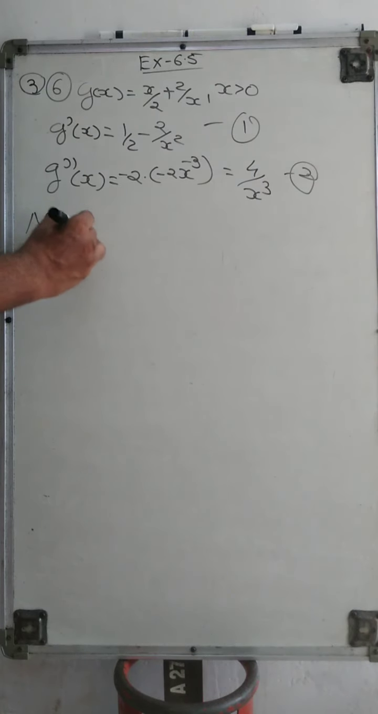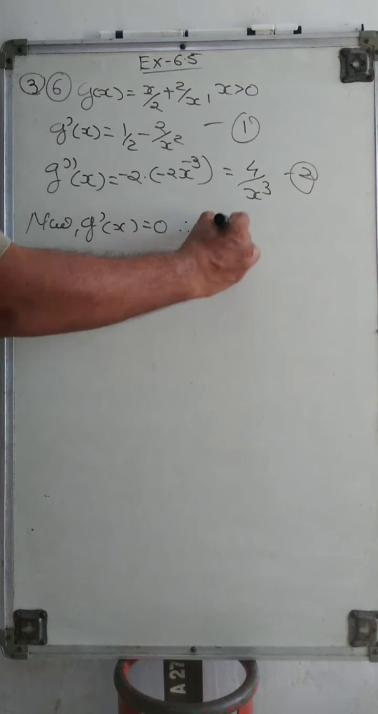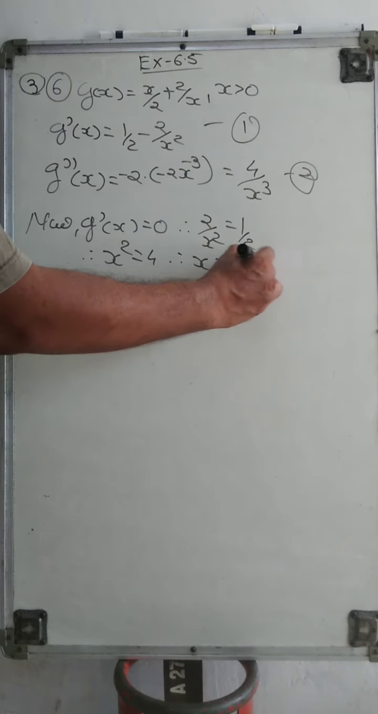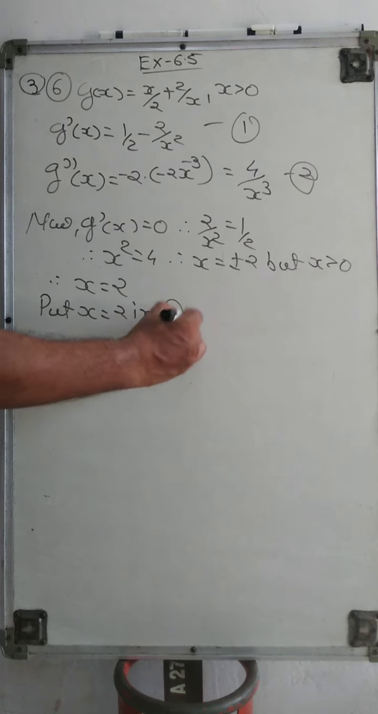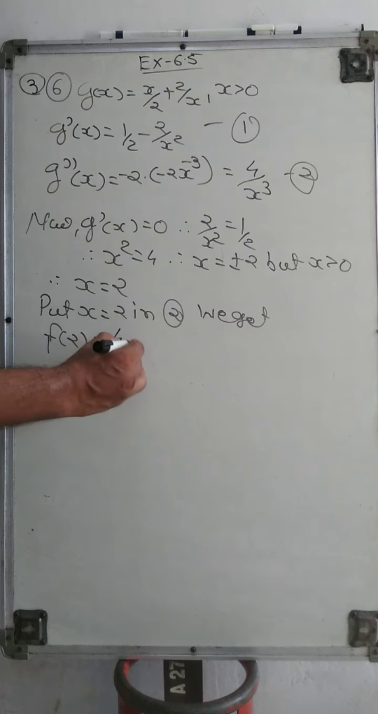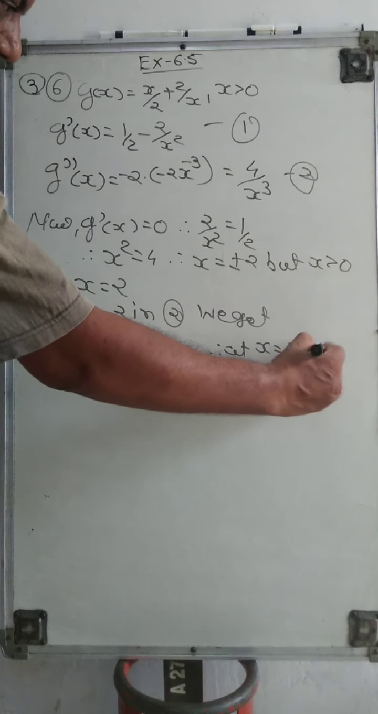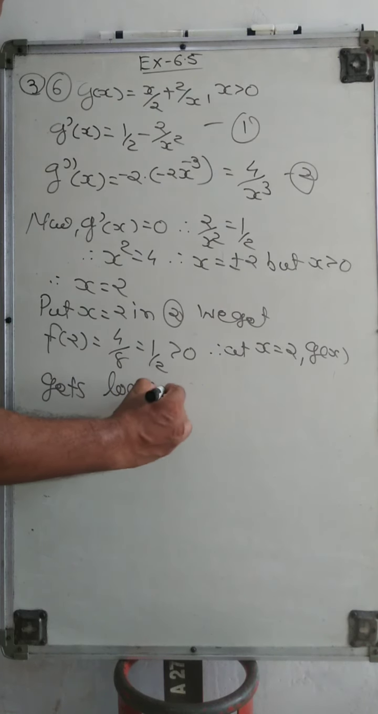Now we put g dash x equal to 0. It means 2 by x square is 1 by 2, or x square is 4, therefore x is plus or minus 2. But x is greater than 0, therefore we can take only x equal to 2. Now put x equal to 2 in result 2. We get g double dash 2 equal to 4 by 8, which is 1 by 2, greater than 0. Therefore at x equal to 2, g(x) gets a local minima.